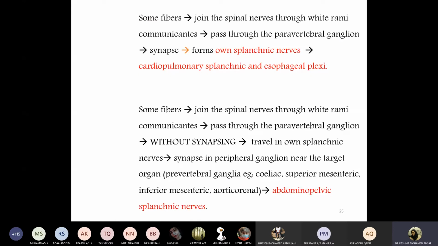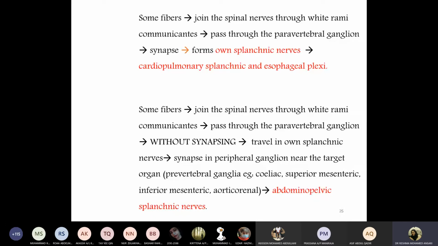Okay, so that's the first type. The second type will come from the thoracolumbar outflow. It will pass through white rami communicantes and go to the ganglion. After going to the ganglion, they don't go back by gray rami communicantes. They will form their own splanchnic nerves and go to the heart, the lung and the esophagus, or they go to the thoracic area. So the first type of fibers travels by white rami, goes to the ganglion, either goes up or down or to the same segment, travels via gray rami and supplies the dermatome. That is type number 1.